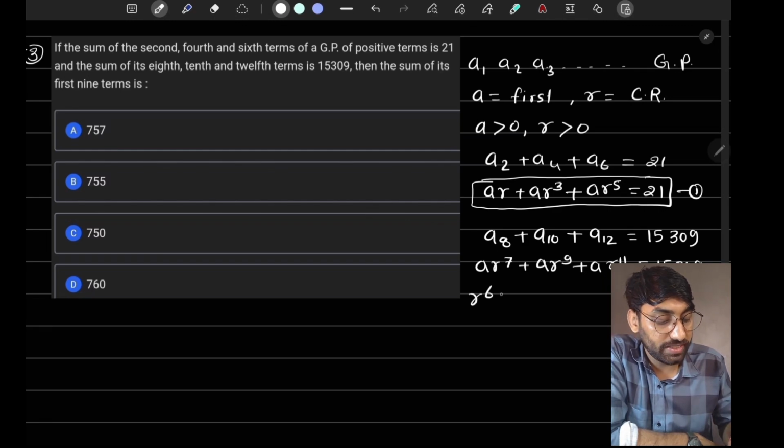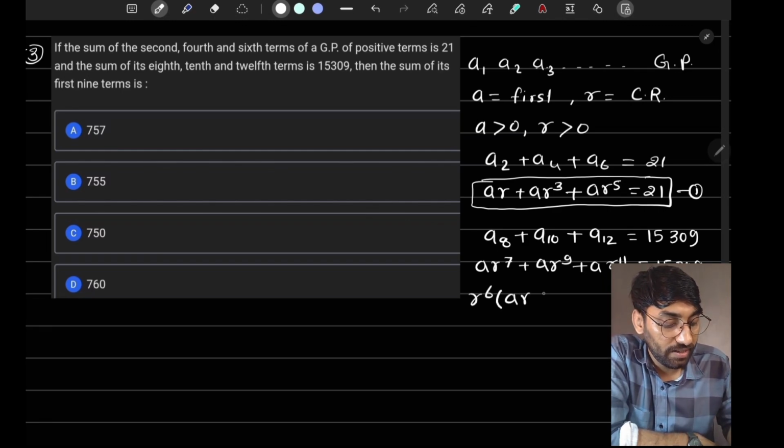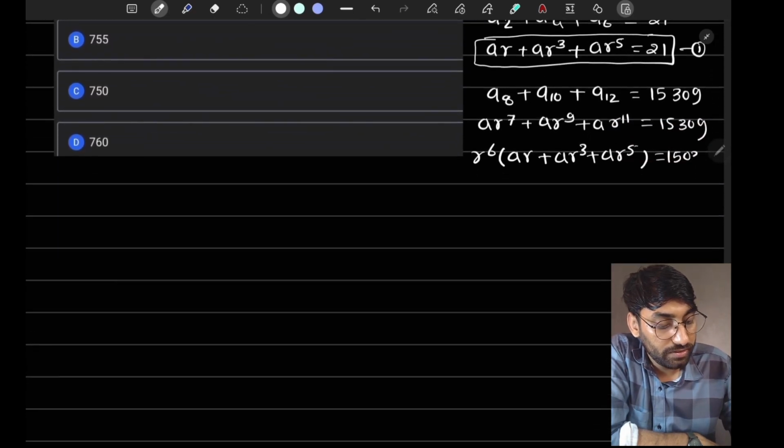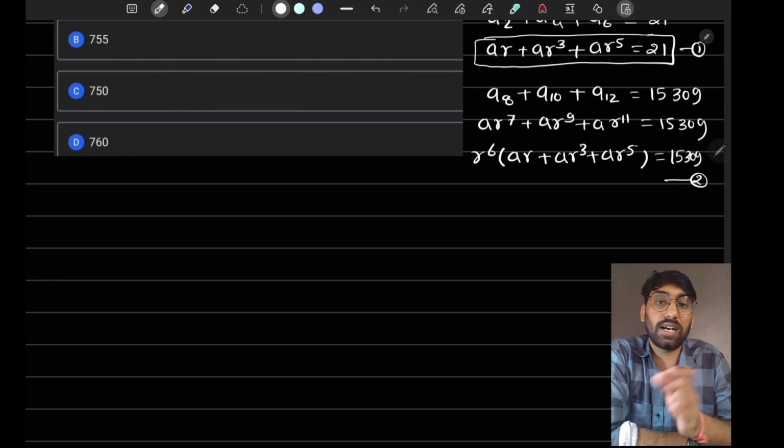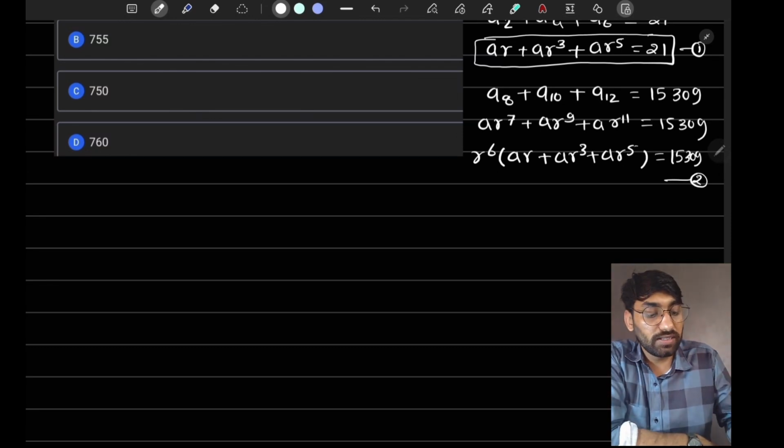So if I take R power 6 common, here I will get AR plus AR cube plus AR power 5 equal to 15,309. Okay. Let's call this equation 2. Now if you closely observe, in equation 1 we have the value of AR plus AR cube plus AR power 5. That's why I have taken R power 6 out. Correct? So we can substitute this value.